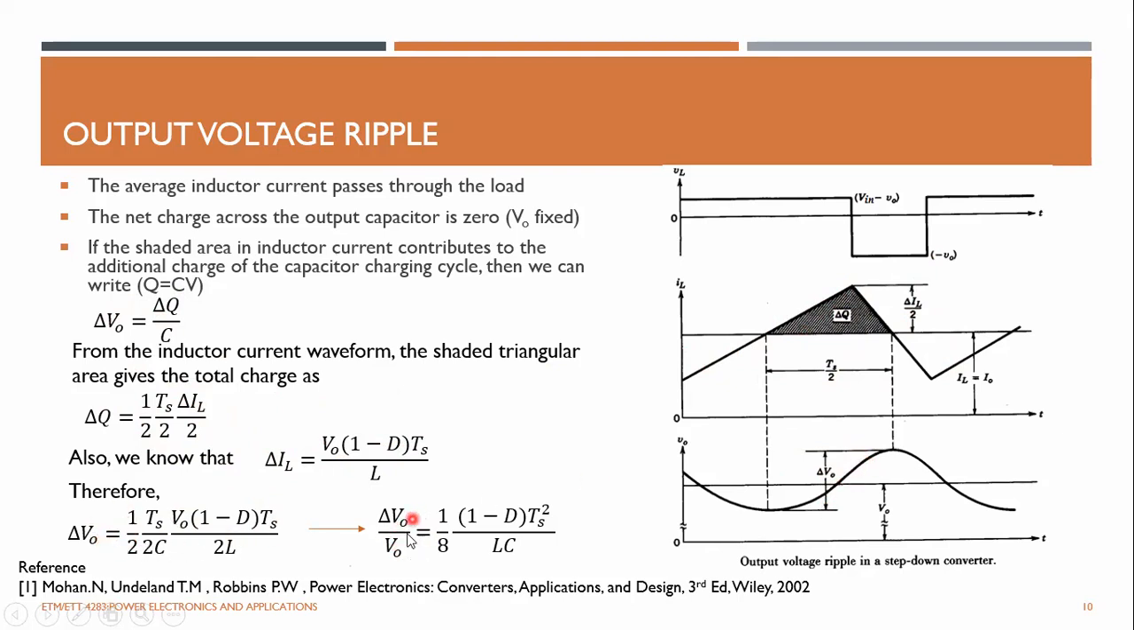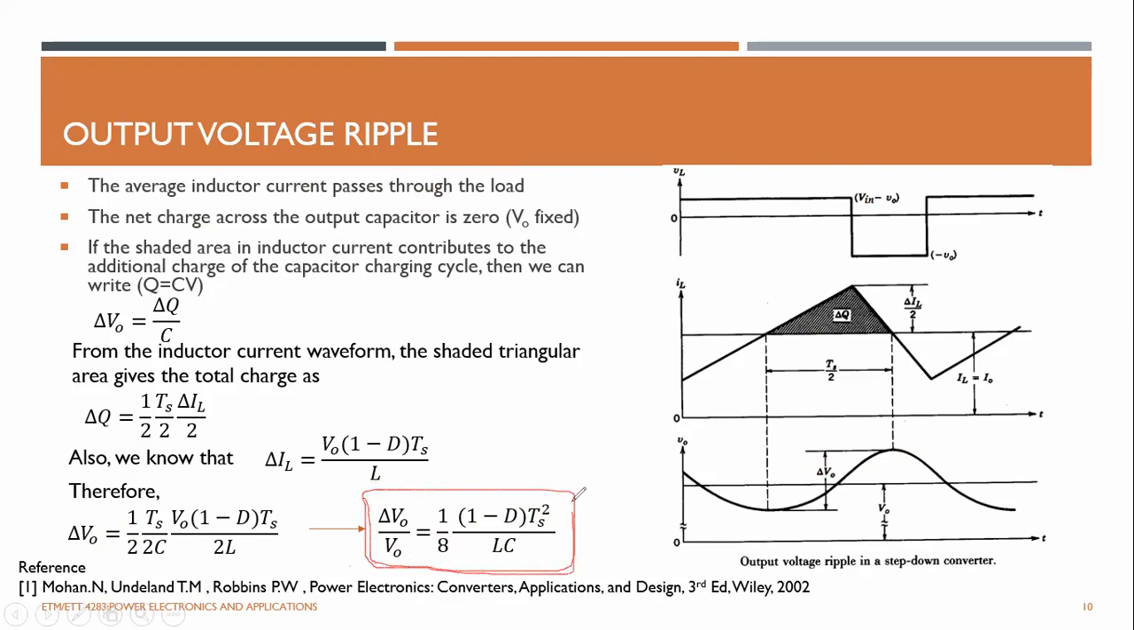From here, we can calculate this peak-to-peak ripple as a ratio to the output voltage. That is given by 1/8, times (1 minus D), the duty ratio, times the square of the periodic time, divided by the inductance times the capacitor. The derivation is not quite important, but remember this equation.